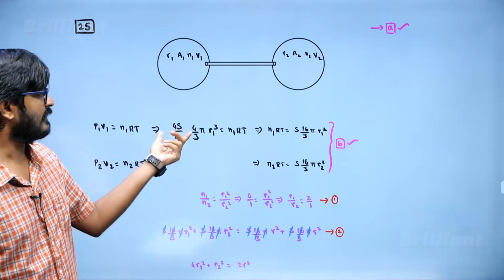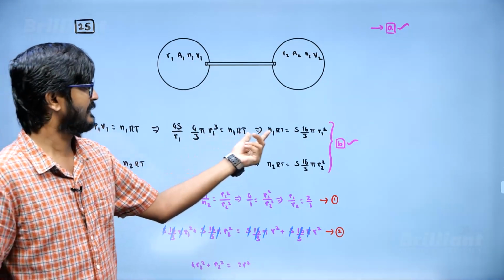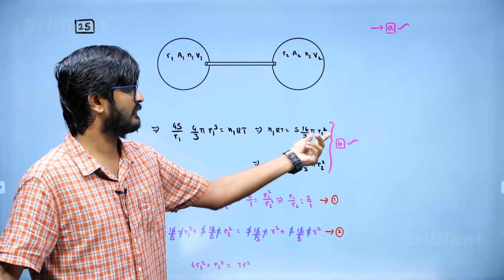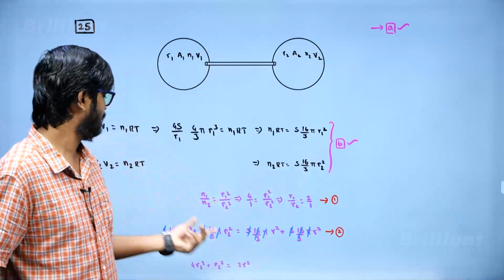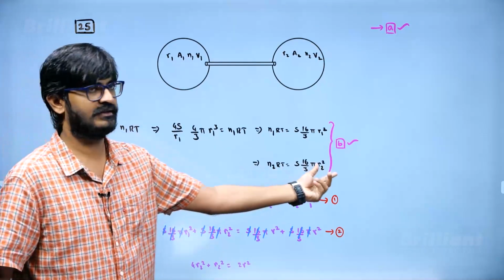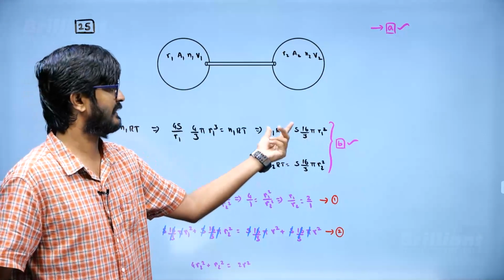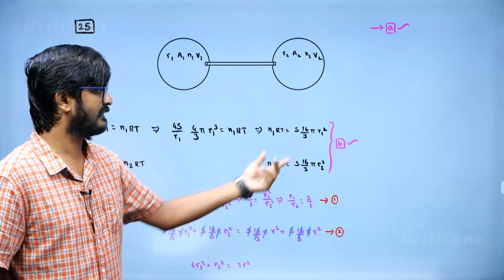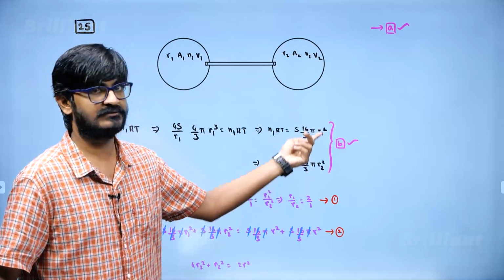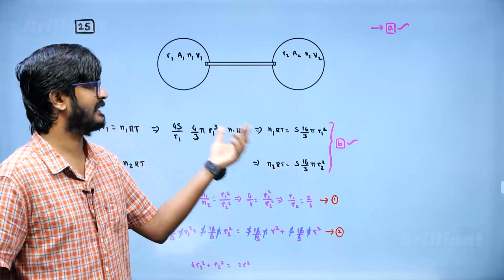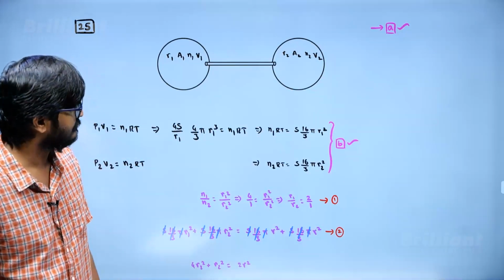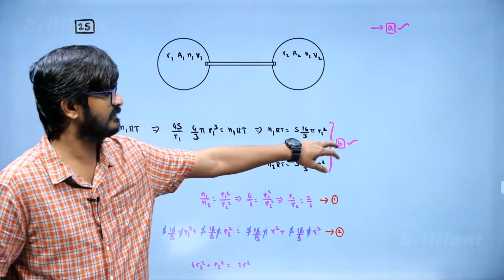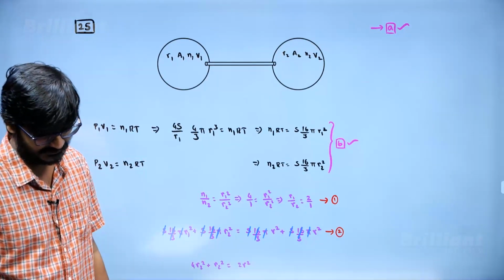So when you do that, you can see that N1 RT is proportional to R square, so N1 is proportional to R1 square. Similarly, N2 is proportional to R2 square. So when you add them, it will turn out to be 4 pi r1 square plus 4 pi r2 square. N1 plus N2 is constant, so A1 plus A2 will also be constant. From there you can see option B is correct, A1 plus A2 is also constant.